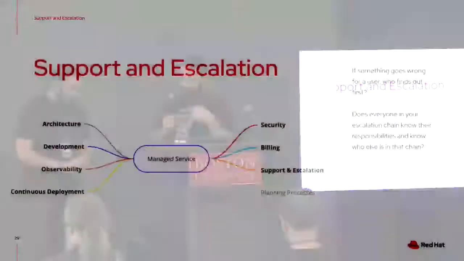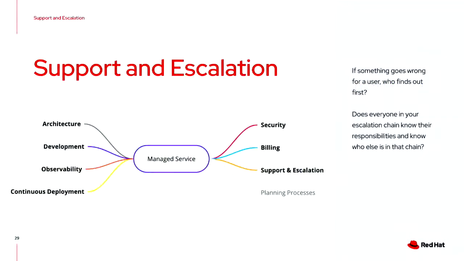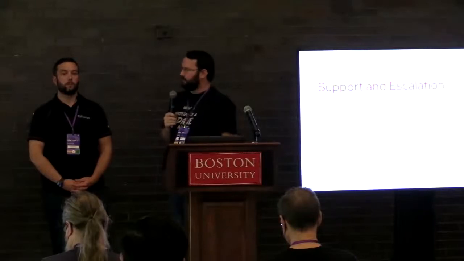Support and escalation. So we're getting closer to seeing our service in production here. And we're imagining all the issues that will happen, all the incidents that will happen. So if something goes wrong for a user, who finds out first? That's an interesting question. So the correct answer is you find out first as a person running the service. You want to get to that, but that's not going to be the answer at first.